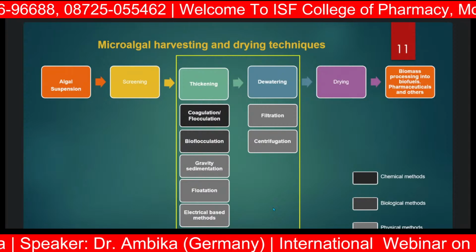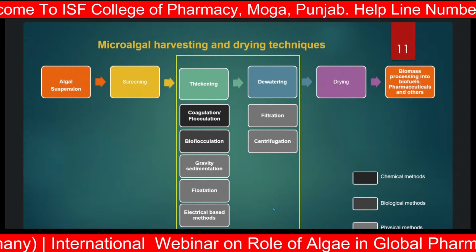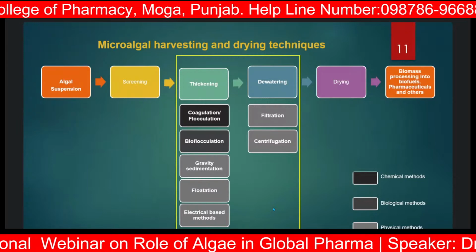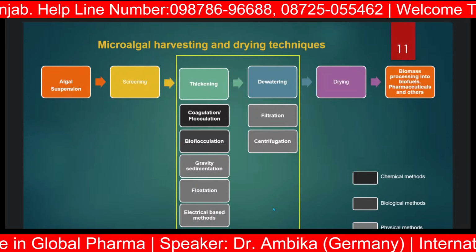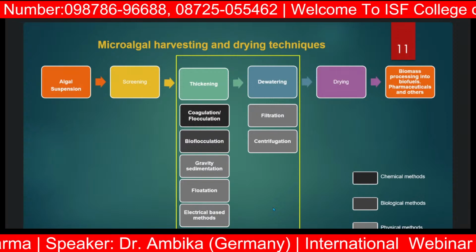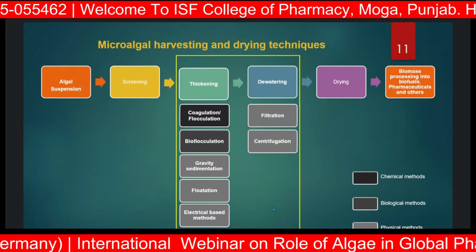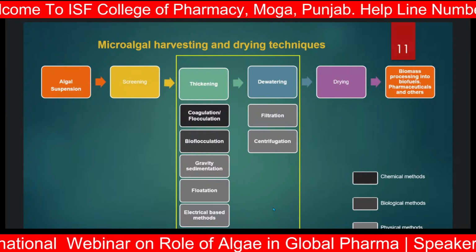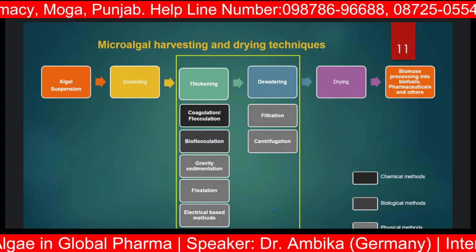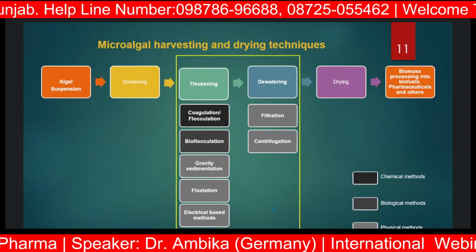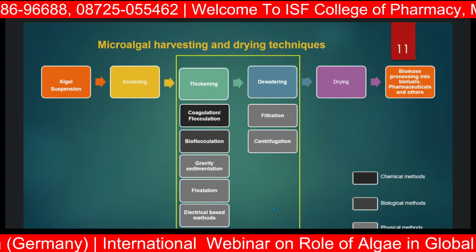Flocculation uses chemicals or physical treatments to cause the microalgae to form flocs, which can then be separated from the growth medium by sedimentation or filtration. It is relatively low cost and simple, but can also result in losses of microalgal quality. So first we take the algae suspension and do the screening, then the thickening. In the thickening, we can go for coagulation-flocculation, bioflocculation, gravitational sedimentation, flotation, and electrical-based methods. Then dewatering, filtration, centrifugation, and then drying, and the biomass can be used for biofuels, pharmaceuticals, and other applications.